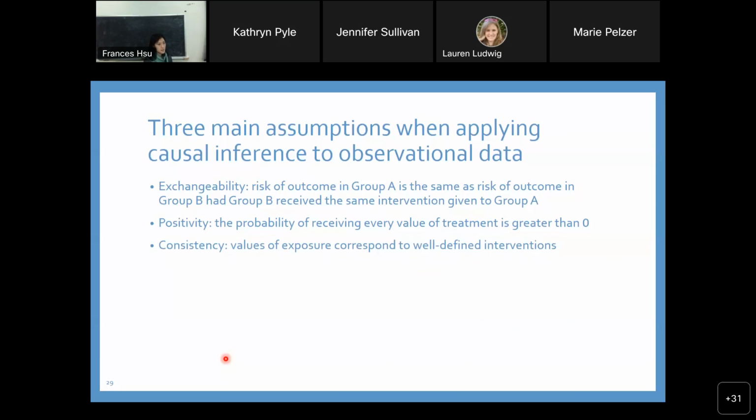The last assumption is consistency, or values of exposure correspond to well-defined interventions. In other words, one needs to be able to explain how a certain level of exposure could be hypothetically assigned to a person with a different exposure level. So consider, how would you assign a healthy BMI of less than 25? You can't just randomly magically make someone BMI under 25, so that is not a good exposure to study. Rather, a better exposure to study would be exercise intervention to achieve a healthier BMI or a weight loss drug.